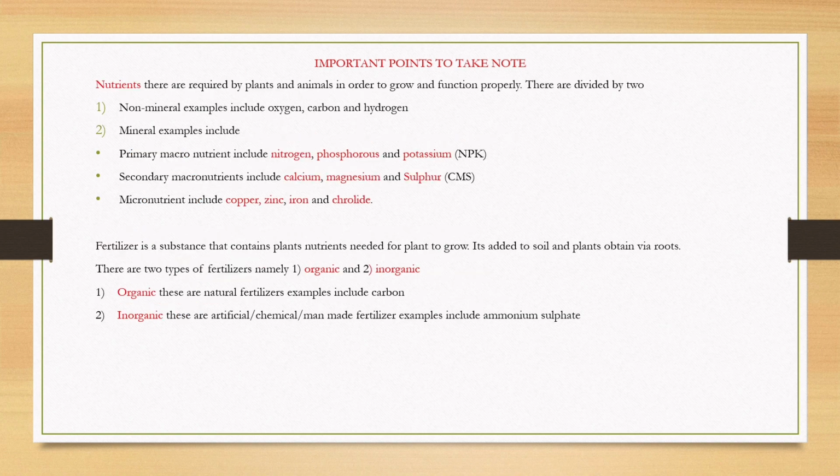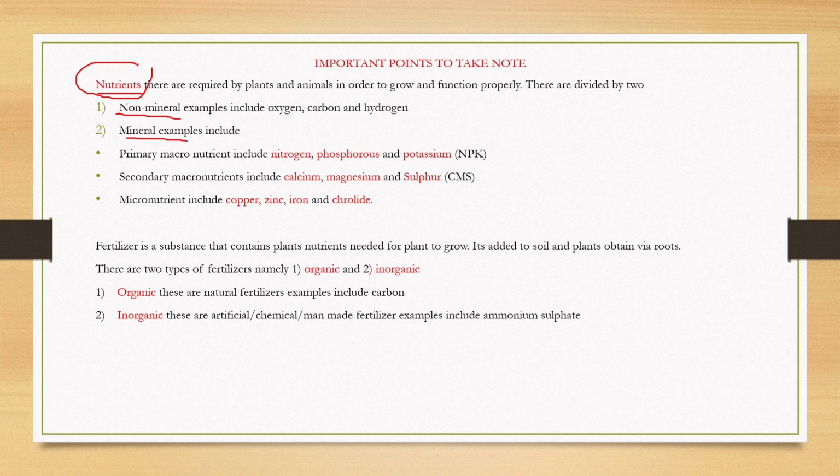In this unit, we are looking at nutrients and fertilizers. But before I define a nutrient, I'll define nutrition. Nutrition is a process by which living organisms obtain and utilize food for growth. And a nutrient is a chemical present in food. Nutrients are divided into non-mineral nutrients and mineral nutrients.